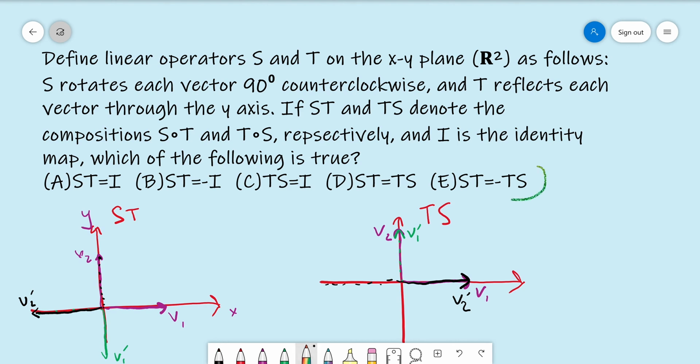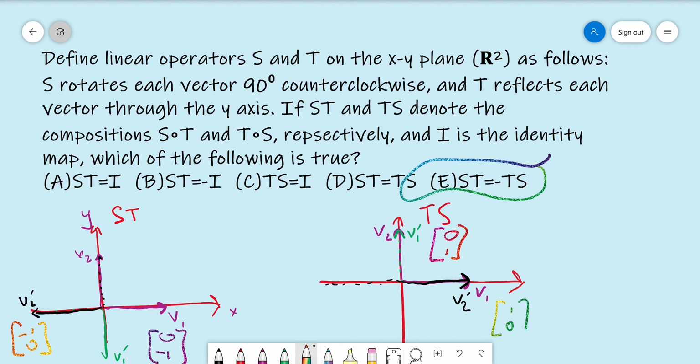So I'm guessing that it's true, but let's just make sure. Is ST the negative of TS? Well, let's see. V1 prime over here is like 0, negative 1. And here it's 0, positive 1. So that works. And then V2 prime here is negative 1, 0. And V2 prime here is positive 1, 0. So, yeah, they are negatives of each other. So the answer is E.